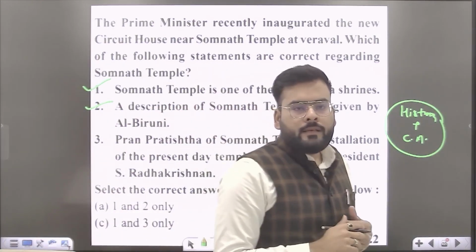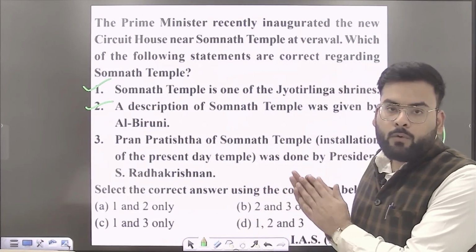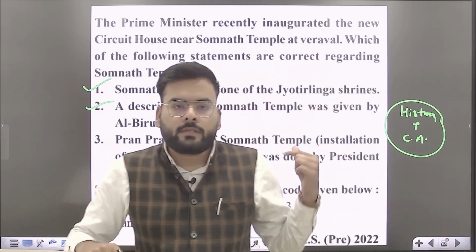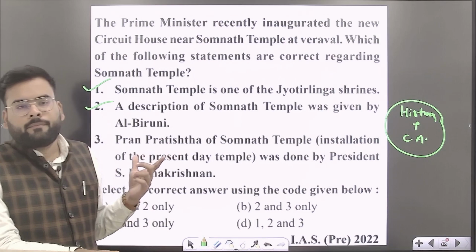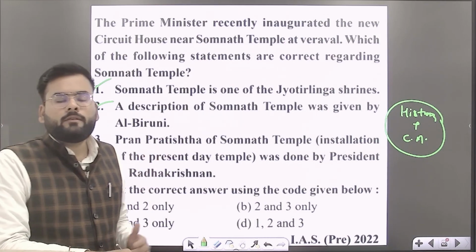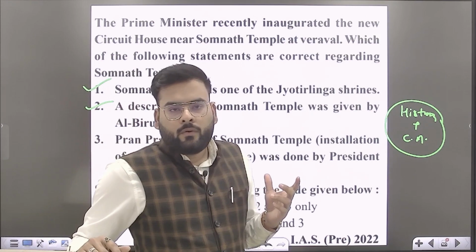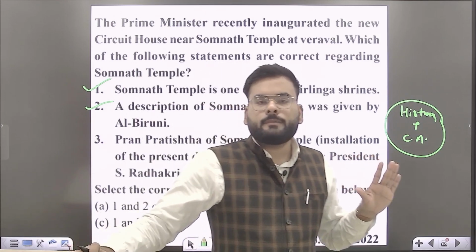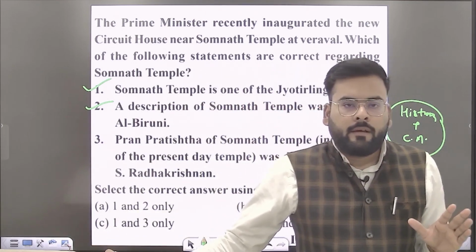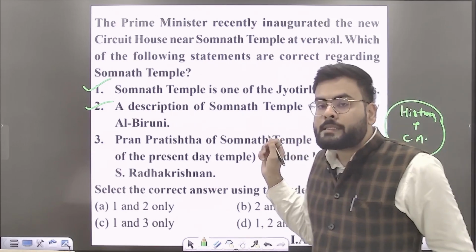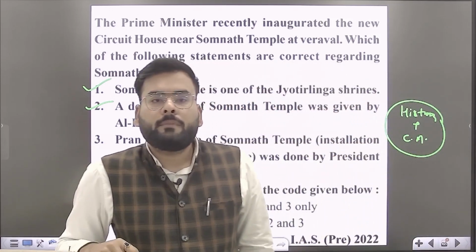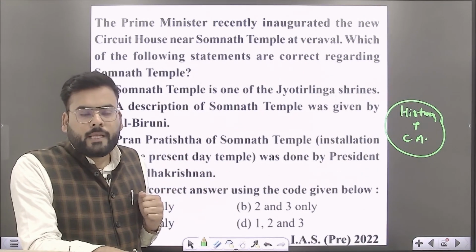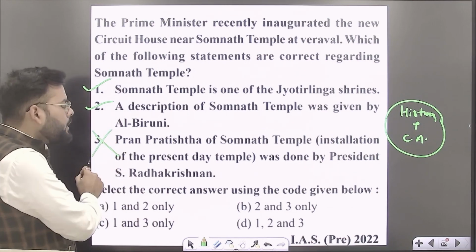Now again, some will find it very tough: who laid the Pran Pratishtha of Somnath temple, how can I know? But for me, this is a point of common sense. It is very common to understand that when India became an independent nation, who was the first president of India? You all know it very well from your childhood that Rajendra Prasad is the first president of India. And actually the first president of India, Rajendra Prasad, inaugurated Somnath temple or installed the temple again, not Sarvepalli Radhakrishnan. That means this statement is actually not correct.